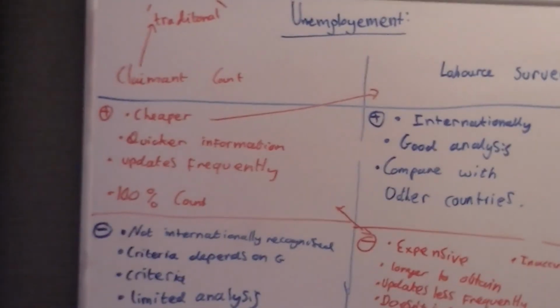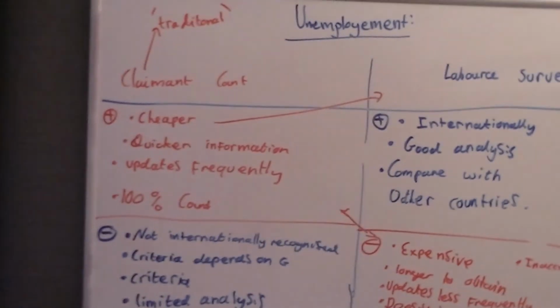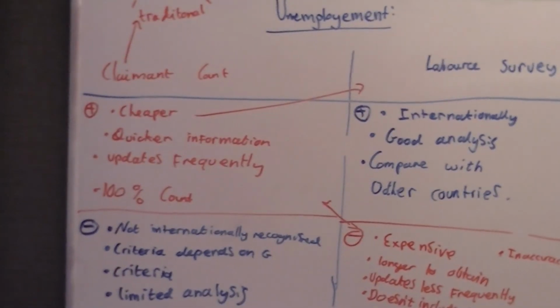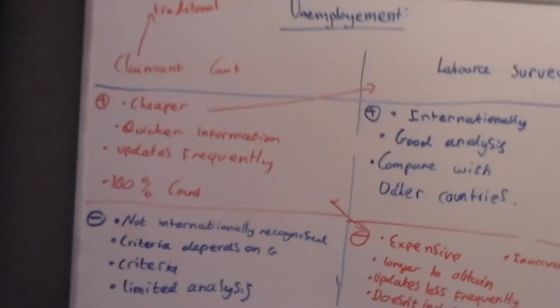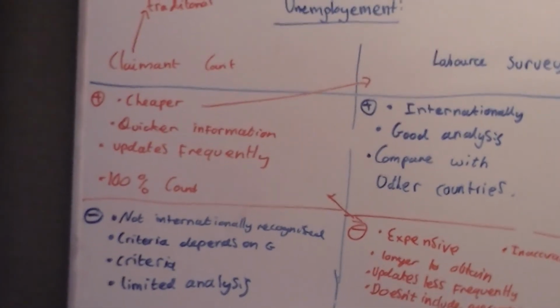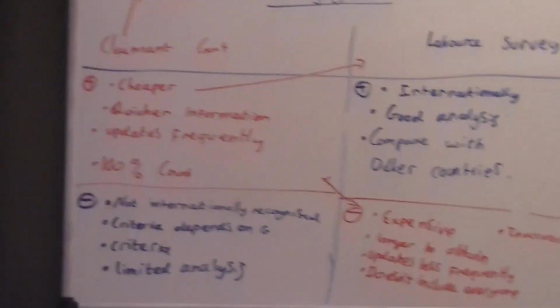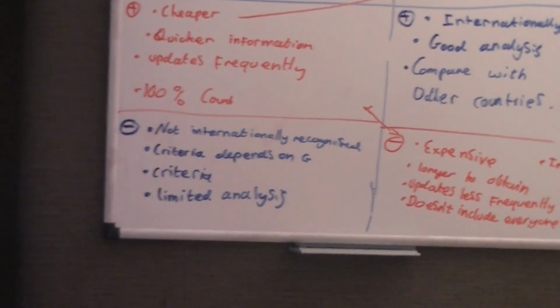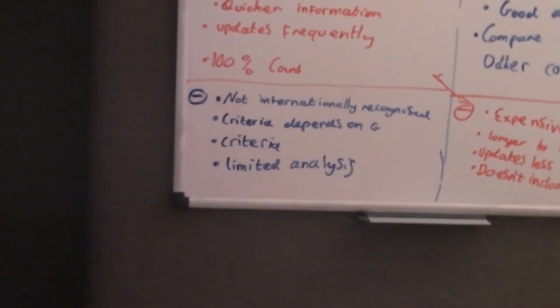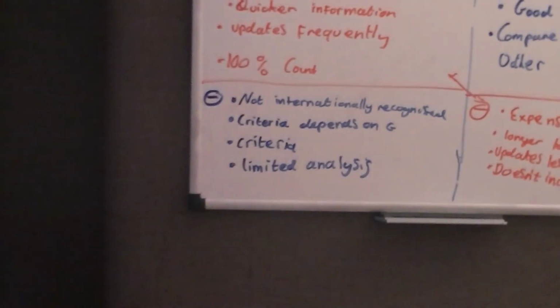So here, the claimant count has the advantages that it's cheaper, and there's quicker information because it interlinks with the government, it updates more frequently, and it counts absolutely everyone. However, if we go down, it's not internationally recognised. Criteria depend on the government, for that reason you can't go over time, and there's limited analysis.